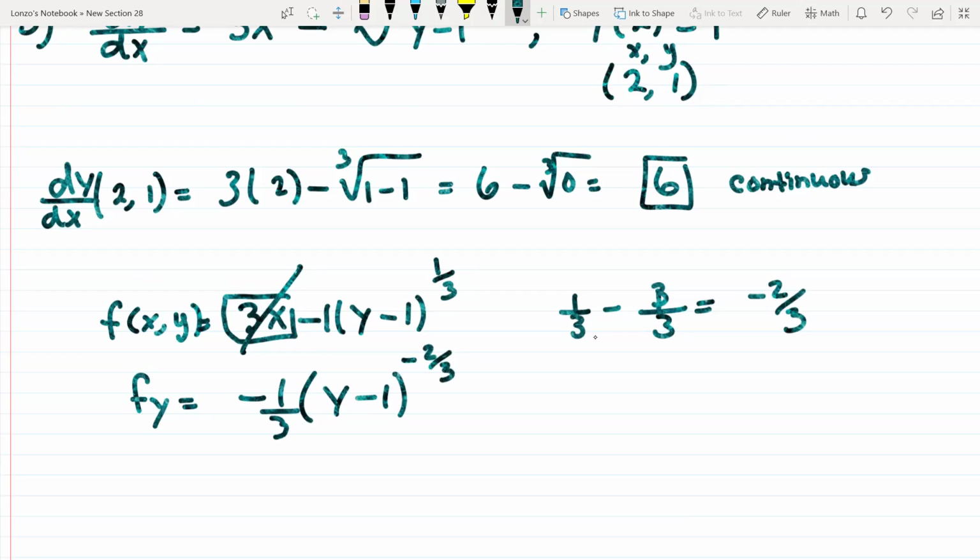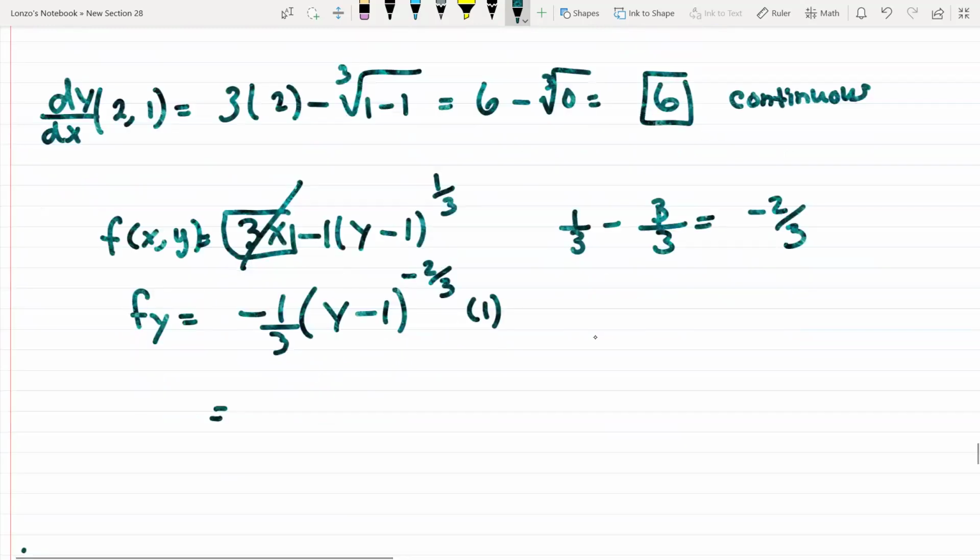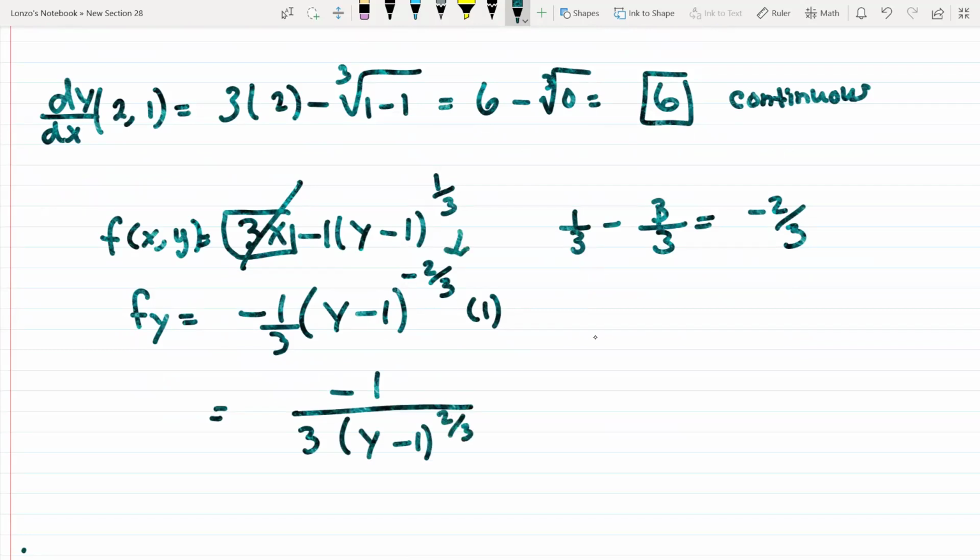And then take the derivative of the inside. The derivative of y is 1. So you simplify that, and it could be expressed as -1/3 times y minus 1 to the 2/3 in the denominator. I just made the negative exponent a positive.